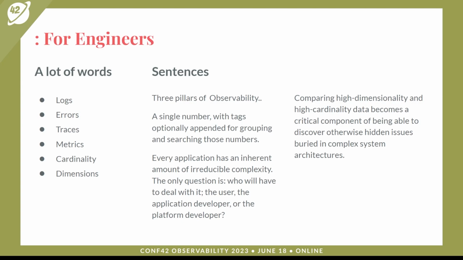So when you have an application with irreducible complexity, you bring in observability, which has these three main pillars, which is logs, errors, and traces. And then we use two more terms, which is cardinality and dimensions. So comparing high dimensionality and high cardinality data becomes a critical component of being able to discover otherwise hidden issues buried in complex system architectures.